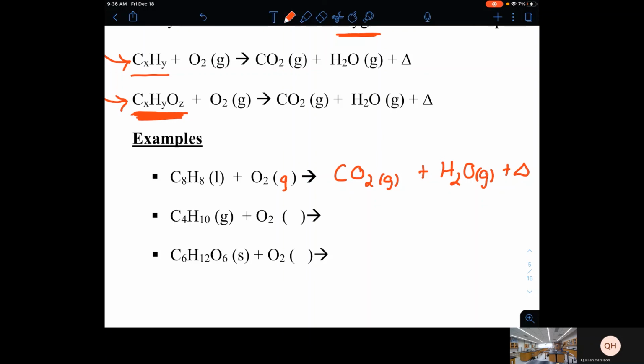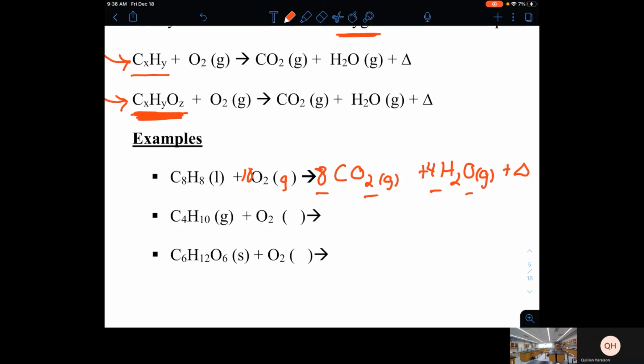So if I balance this, I see 8 carbons. I'll put an 8 right here. I got 8 hydrogens, so I'll put 4 times 2 is 8. Next, I got 16 oxygens right here, plus I got 4 more oxygen. That's going to give me a grand total of 20. So I'll put a 10 right here. And now this reaction is balanced.